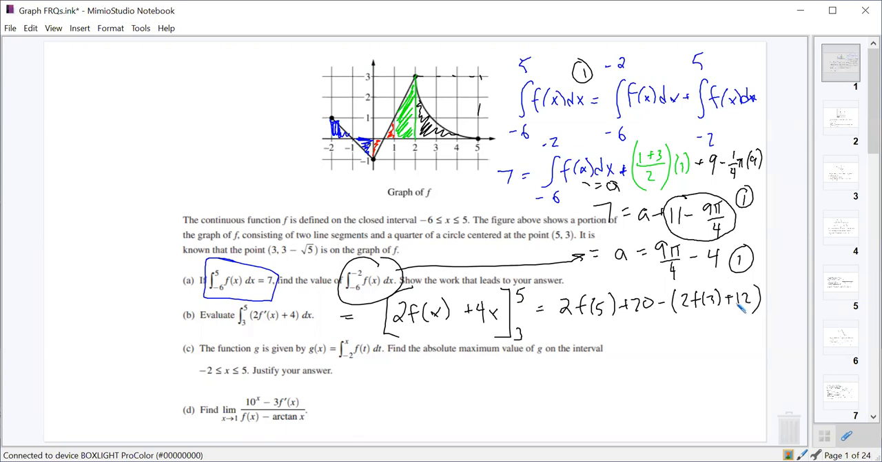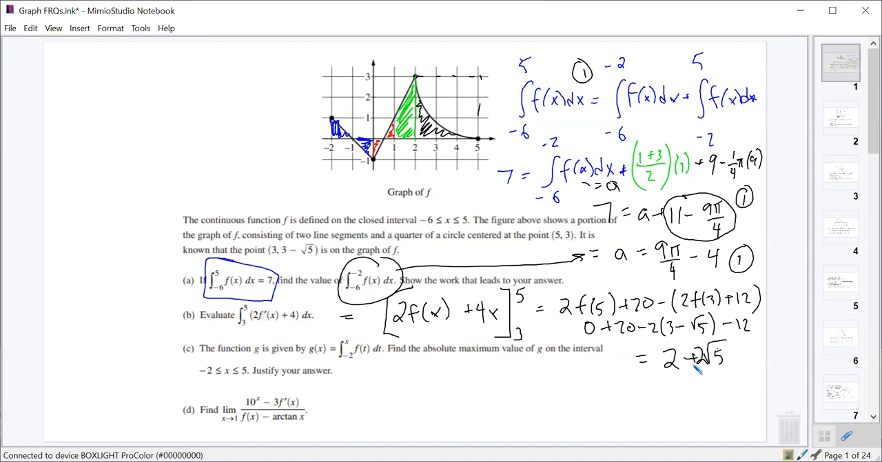So then we just plug in our 3 and our 5 and we subtract. So we have 2f of 5. f of 5 is 0, plus 20, minus the 2f of 3. So that's minus 2 times 3 minus root 5. And then minus a 12. So we got 8 minus a 6. That'll be 2. And then plus root 5. Oh, sorry, plus 2 root 5.